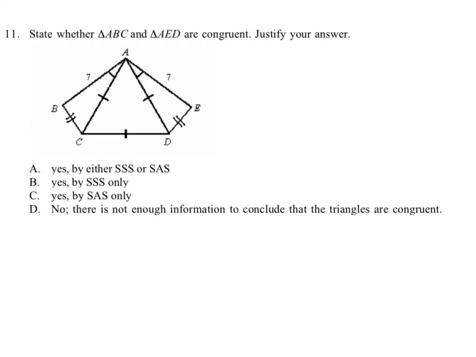Side, side, side. If we know that that 7 side is congruent to that 7 side, or side, angle, side, for the same reason, we have to know that that's congruent to that, and then we have side, angle, side. Great, fun.